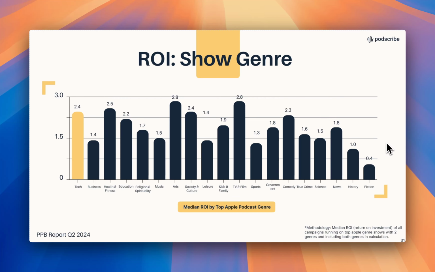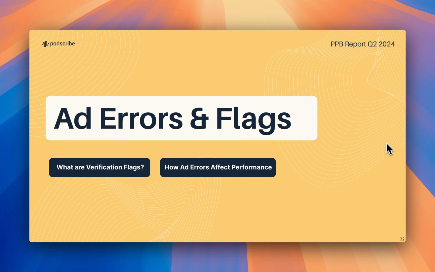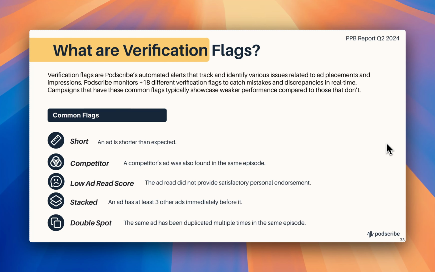new section, super exciting section, ad errors and flags. So first we'll explain what a verification flag is. It's definitely Podscribe specific, and then really answer the question: how do ad errors and these flags that appear in your Podscribe dashboard affect performance? So maybe Pete, just give us a high level of what verification flags are, and then the common ones that we chose, the flags and issues that had the largest impact on performance.